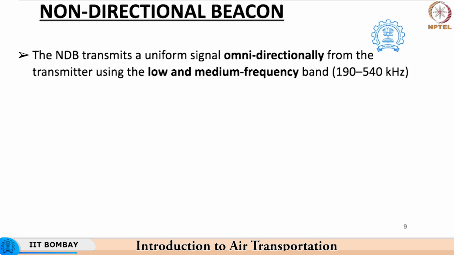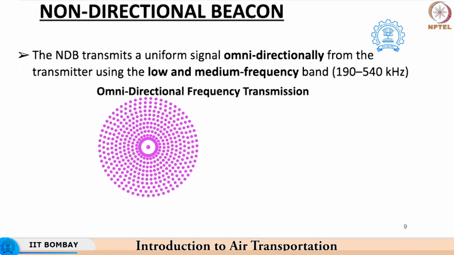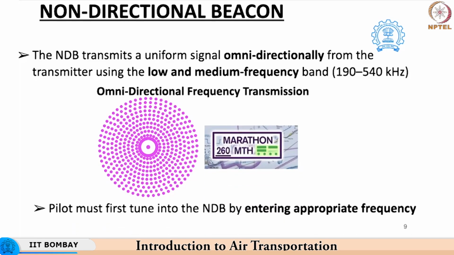So how do these actually work? The NDBs basically transmit a uniform signal, which is called the omnidirectional signal, from the transmitter using the low and medium frequency band. Let's see how. This is a brief symbolic representation of an NDB signal, and this is how it is represented on a sectional chart.